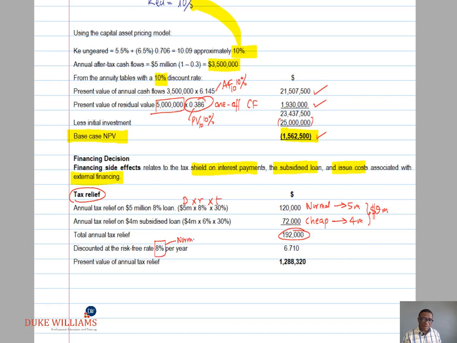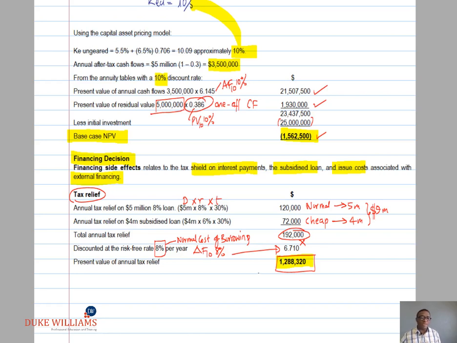This is our normal cost of borrowing. That is important. We are no longer using the 10% because we have now reached the financing decision. And our normal cost of borrowing for 10 years at 8%, so we're looking at the annuity factor for 10 years, this time at 8%. And that should be giving us that. Now, when these two are multiplied, you notice that the tax benefit expected alone is 1.2, nearly $1.3 million.